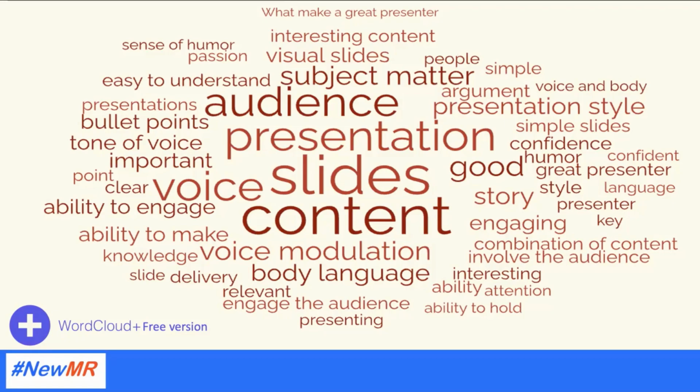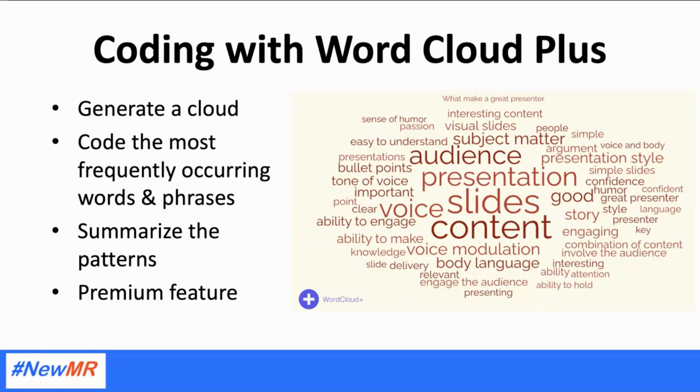So what can we do beyond that? Well, in the premium feature of Word Cloud Plus, you can generate a cloud and then use its coding facility. And I'm going to show you the coding facility in a moment. And it concentrates on the most frequently occurring words and the most frequently occurring phrases. So instead of starting at the top and working our way down, we start with whatever it is that occurs the most often. And once we've done some coding, we can then summarize the patterns to understand it. So let's have a look at an example.